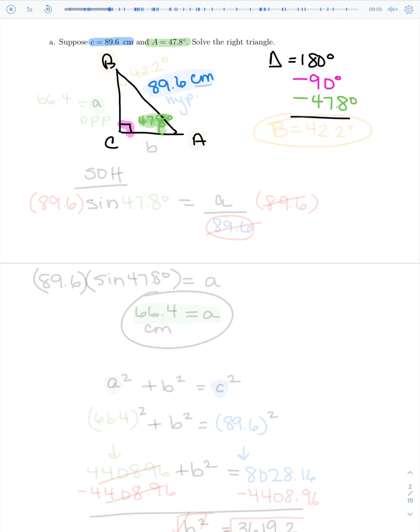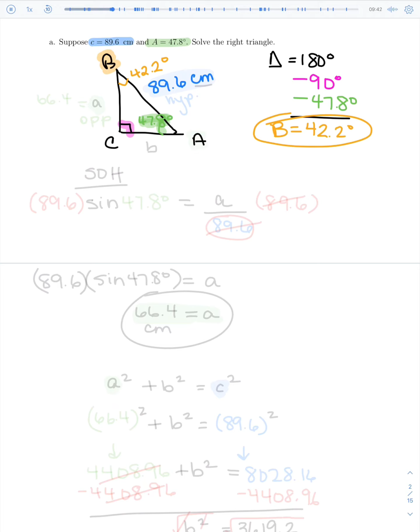So whatever's left over should be angle B here. Let's go ahead and subtract so we can get angle B. And we end up with 42.2 degrees for our angle B. So that's part of our answer here for solving this right triangle. One of the missing angles was angle B, and we've got it now. Now we've got one side, the hypotenuse, and we're missing sides A and B. Those two we need to find now.